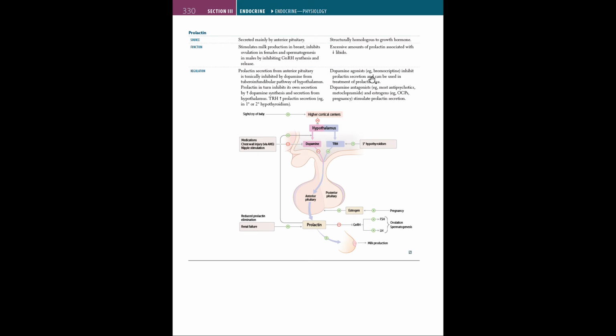Dopamine agonist, example bromocriptine, inhibits prolactin secretion and can be used in treatment of prolactinoma. Dopamine antagonists, example most antipsychotics or metoclopramide, and estrogens, example OCPs, oral contraceptives, and pregnancy stimulate prolactin secretion. So this is a diagrammatic representation again. You can see here suckling or cry of the baby can cause higher cortical centers to inhibit hypothalamus formation of prolactin.